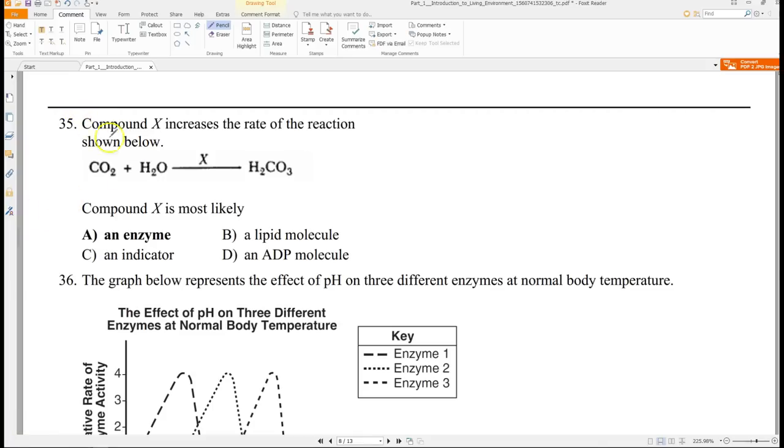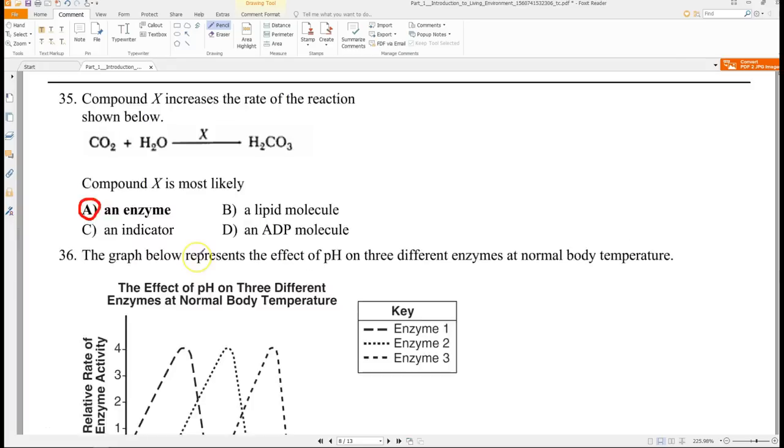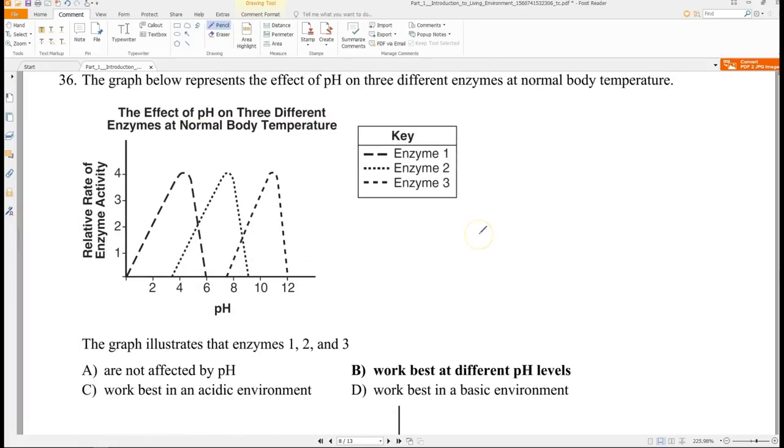All right, moving on. Number 35. Compound X increases the rate of the reaction shown below. Compound X is most likely, at this point, guys, you should know that's an enzyme. Moving on. Now we're getting to the questions on what affects enzyme reaction rates. In order for you to have a functioning cell, a functioning body, living, you have to have the right pH and the right temperature in your body so that your enzymes can do their job and work well in the environment that they're in.